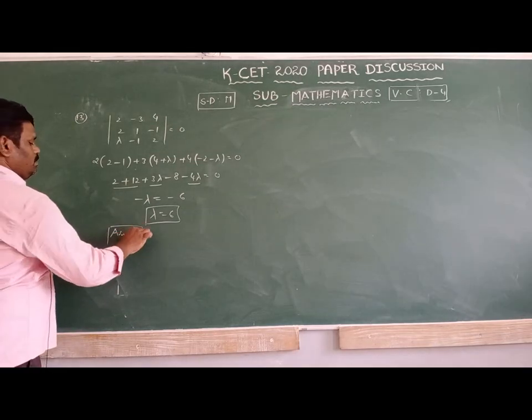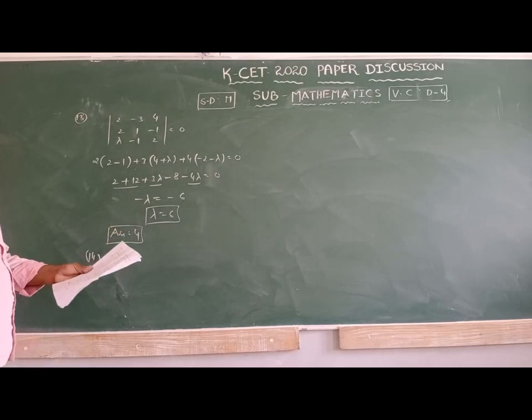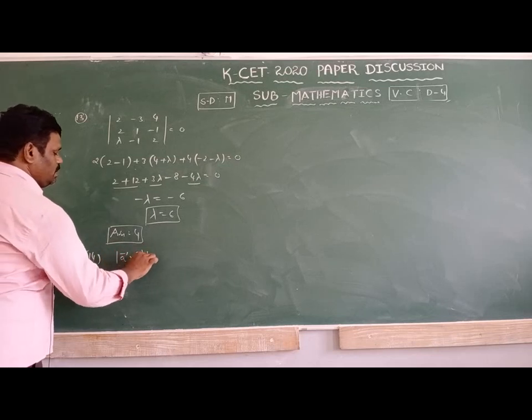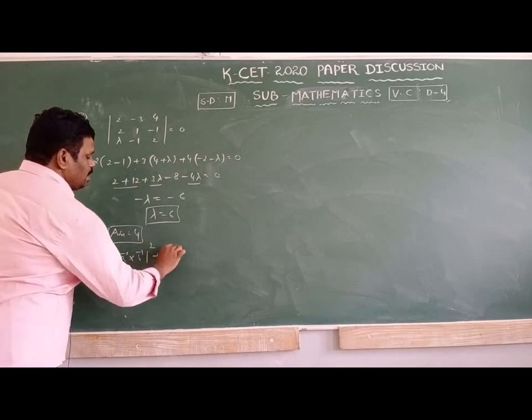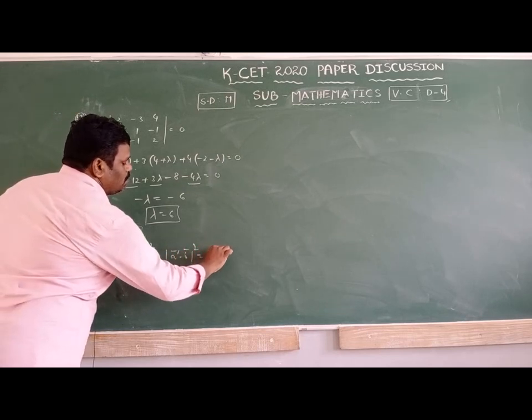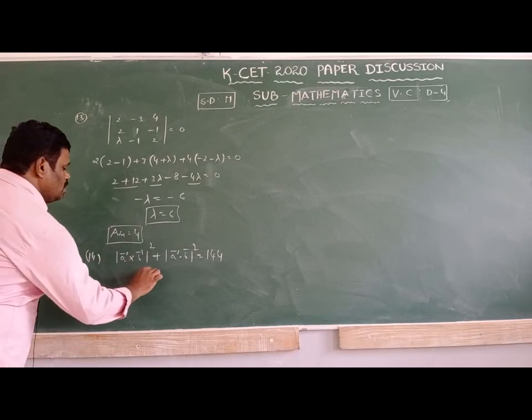Answer is B. Next, 14th bit. So what is given here? (A bar cross B bar) whole square plus (A bar dot B bar) whole square is equal to 144. Mod of A bar is equal to 6 given.